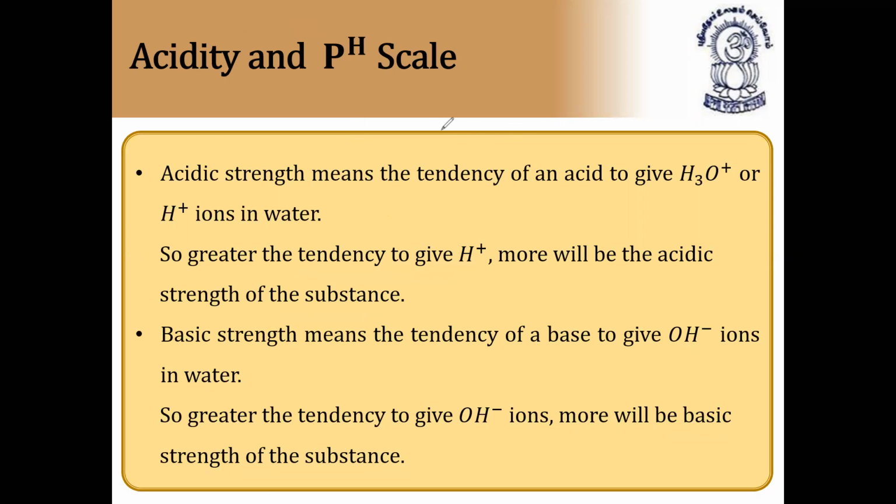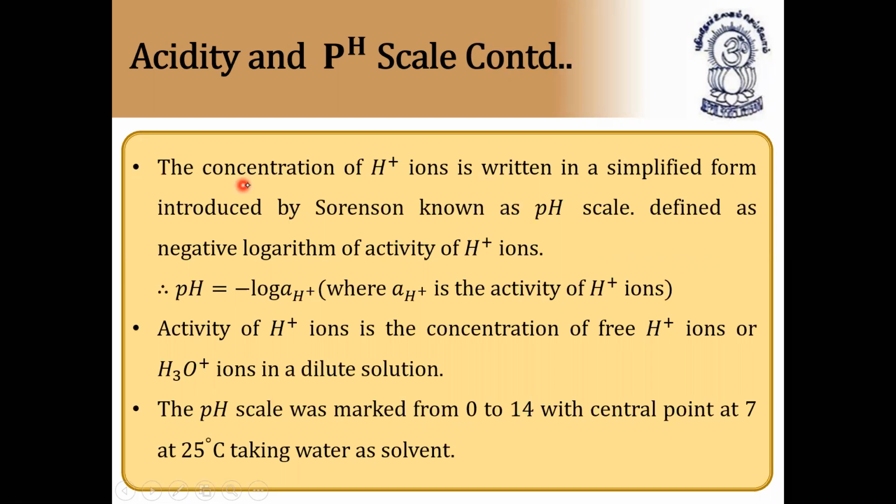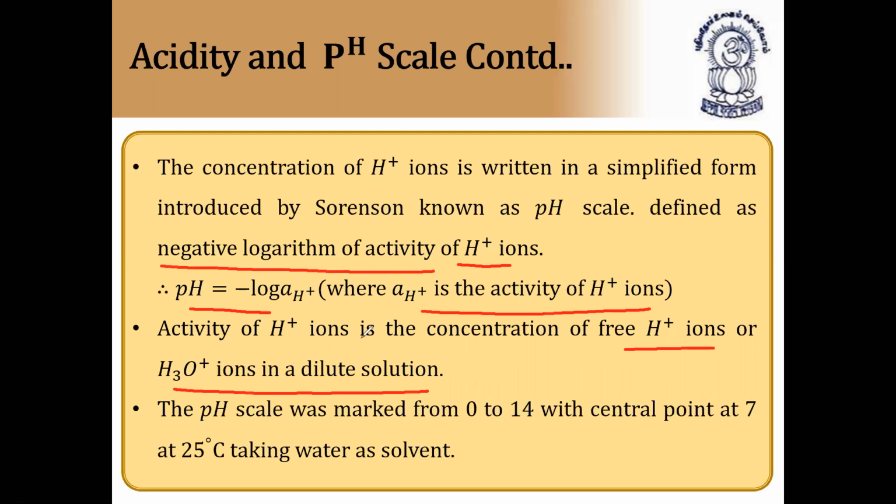Based on this only, we have decided a scale. So and so designed a scale called the pH scale. The concentration of H plus ions is written in simplified form, introduced by so and so as the pH scale, and defined as the negative logarithm of the activity of H plus ions. So pH is equal to minus log of aH plus, where aH plus is the activity of H plus ions. What is the activity of H plus ions? It is the concentration of free H plus ions or H3O plus ions in a dilute solution.